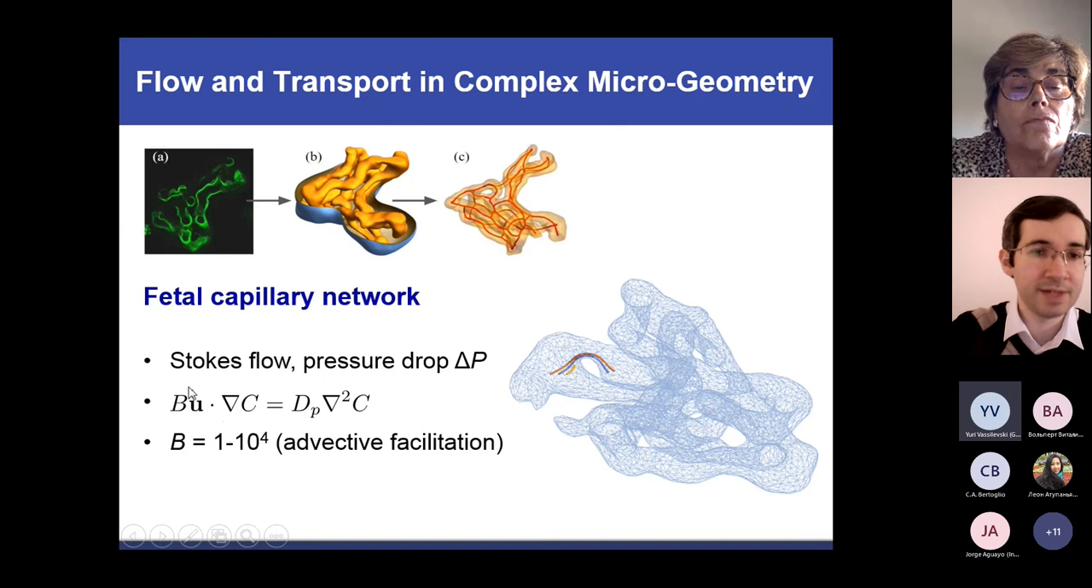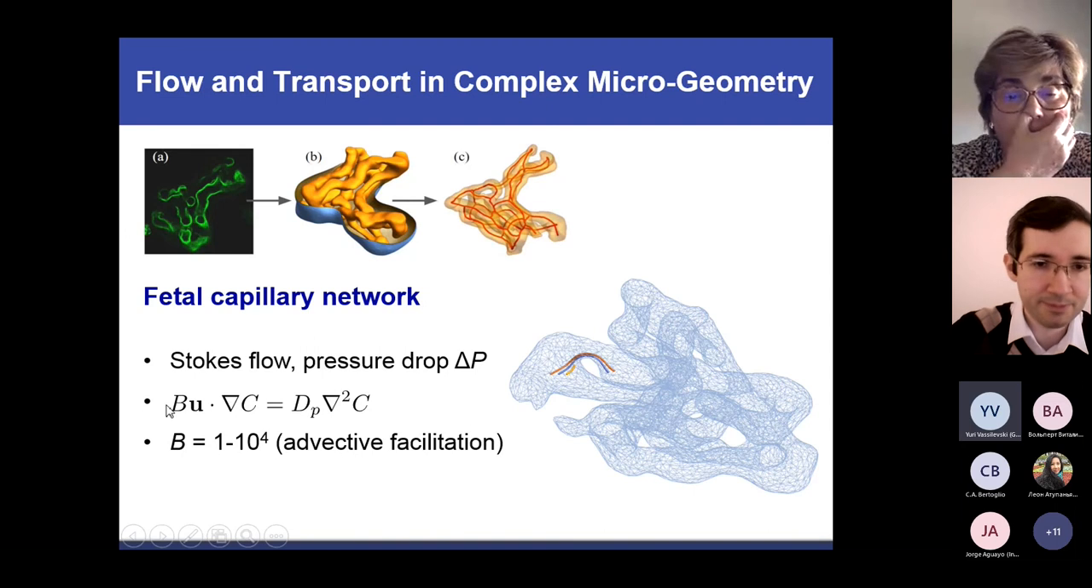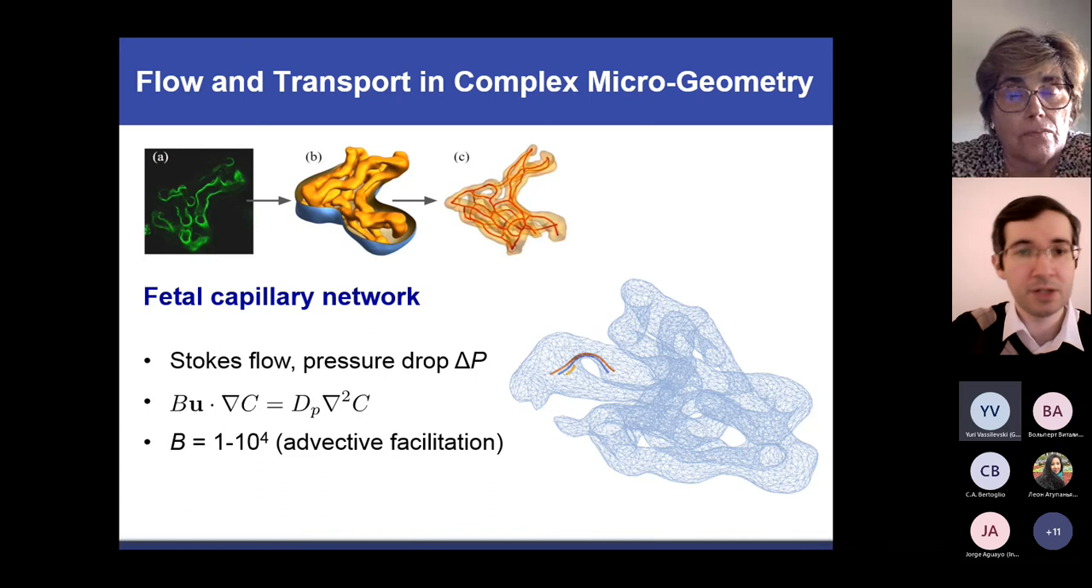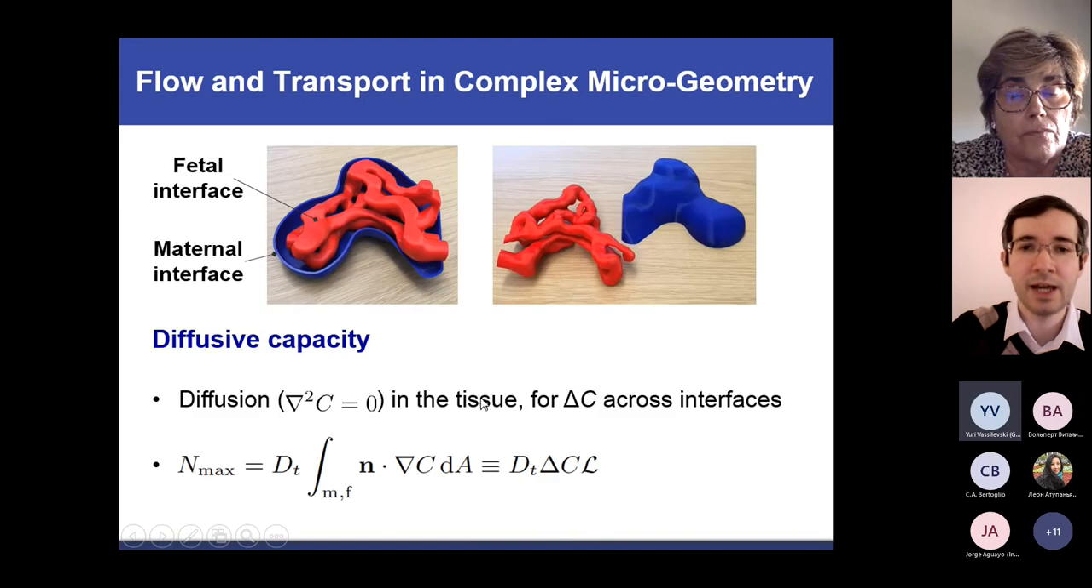And we can solve the advection diffusion in the network. And I want to note here that we have the facilitation of uptake, because some solutes, such as oxygen or CO2 or carbon monoxide, strongly bind to red blood cells, and therefore there is an advective boost to these solutes, but not to all of them. So there is a potential factor which we should take into account. And the other side is, of course, we need to get to the network, so we need to identify how to deliver the solute across the interface.